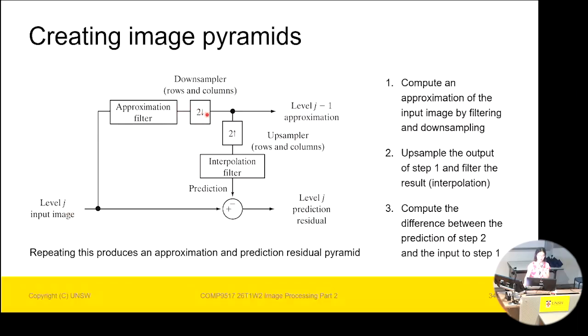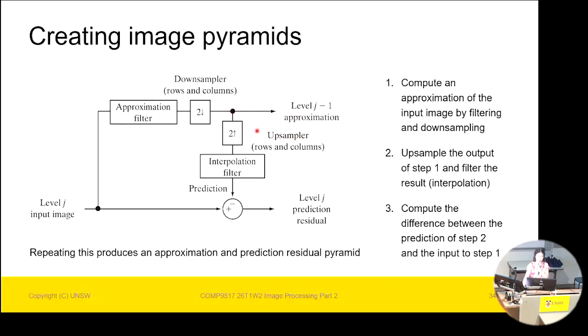So we go down half, both row-wise and column-wise, so we get a quarter of the image. Before we do the subsampling, we can apply an approximation filter, typically a Gaussian filter, to remove some noise. And then you do a downsampling. So that's the level, one level up or down, depending on how you think about it. And so that's a quarter of the image.